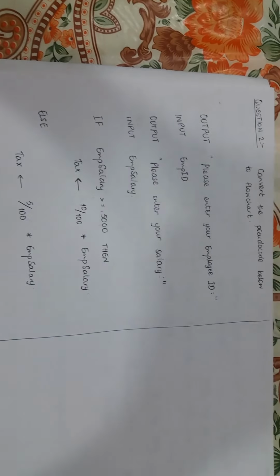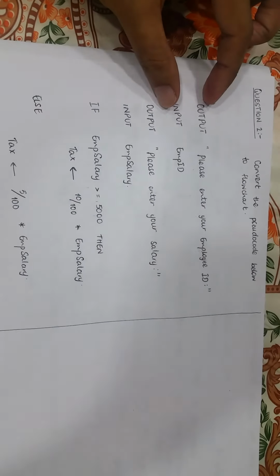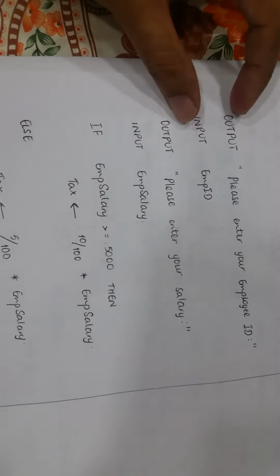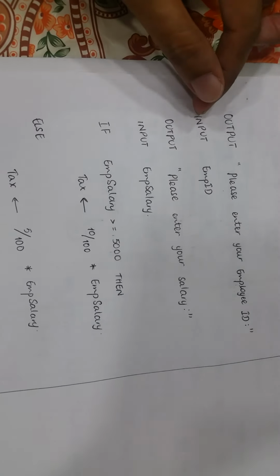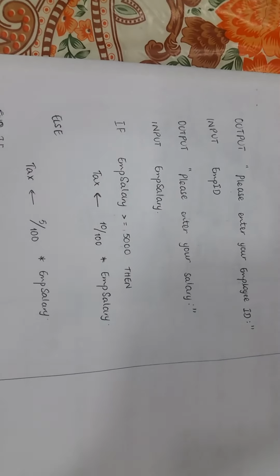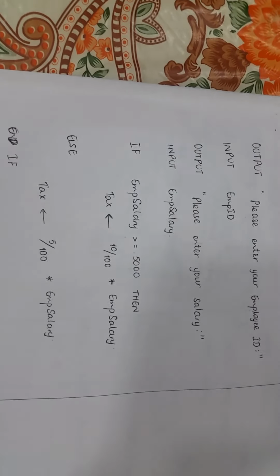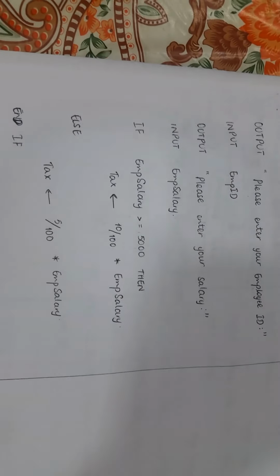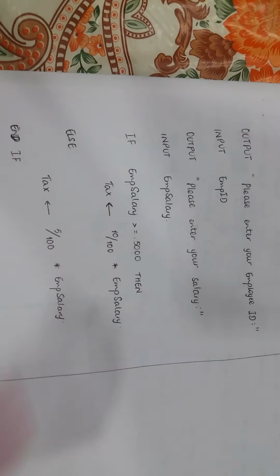Next, now we are going to construct a flowchart where you have an if structure. Allez, on va voir. Ici, vous avez deux prompts. You have this first prompt, which is output, please enter your employee ID, and you have input employee ID. Second, you have output, please enter your salary, and then you have input employee salary. And third, you have if employee salary.